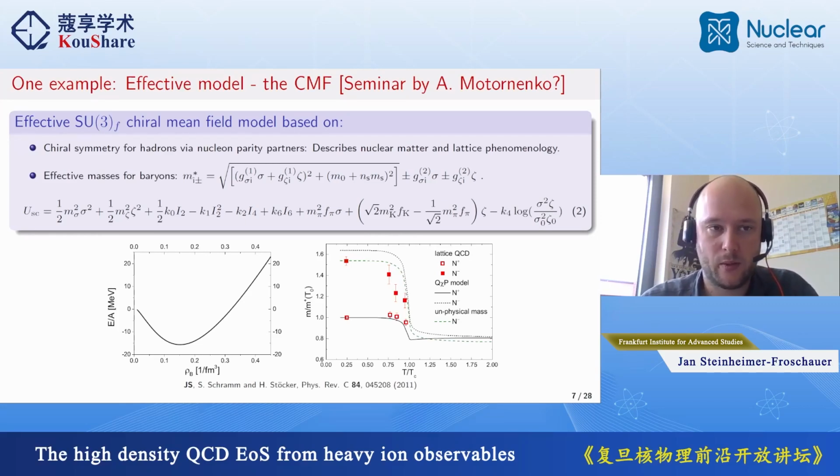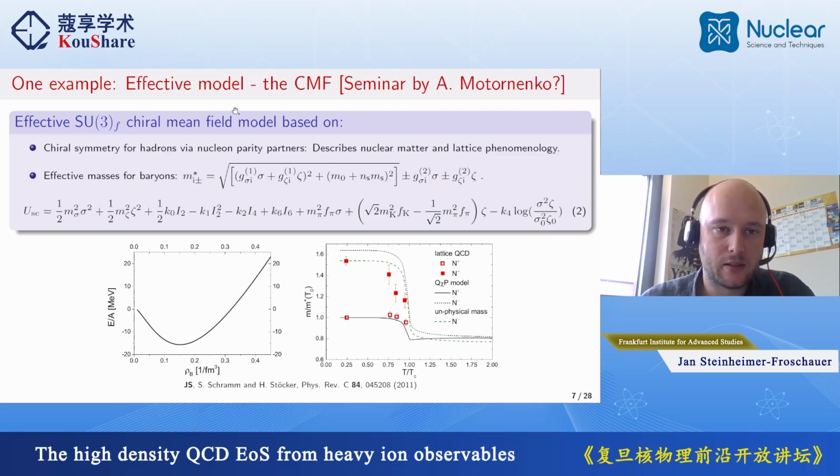So what we did is we said, okay, first we have to decide on some model to give us the equation of state, and for this we used what we call the effective SU(3) flavor chiral mean field model, or CMF for short. And I don't know, maybe in our collaboration you can invite Anton Motornenko at some time. He will give you a more detailed introduction on this model. I will just try to go through the basic ingredients.